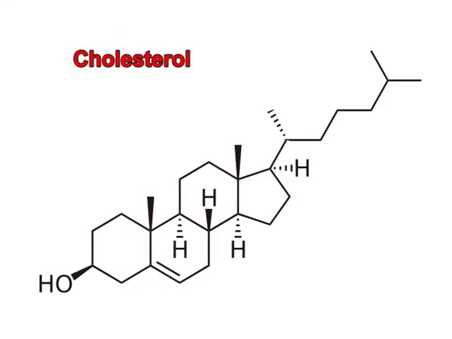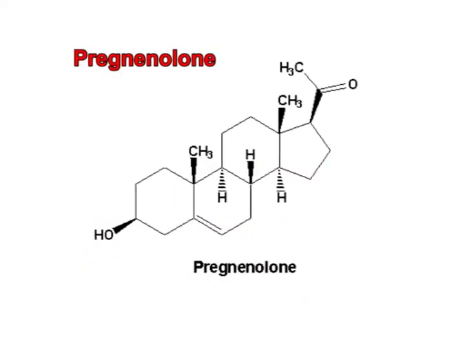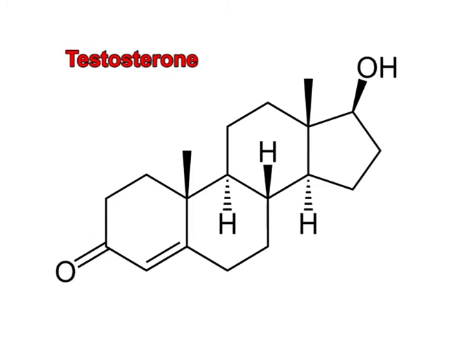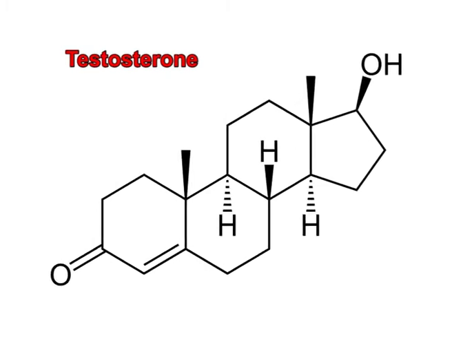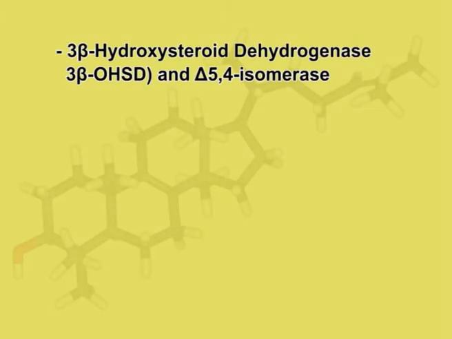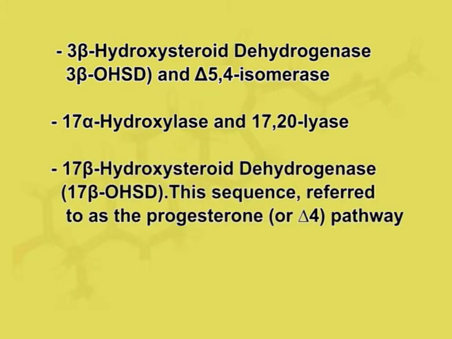In the biosynthesis, first cholesterol converts to pregnenolone and pregnenolone to testosterone, which requires the action of 5 enzyme activities contained in 3 proteins. First, 3-beta hydroxysteroid dehydrogenase, that is 3-beta OHSD, and delta 5,4 isomerase. Second is 17-alpha hydroxylase and 17-20 lyase. And third, 17-beta hydroxysteroid dehydrogenase, which is 17-beta OHSD.